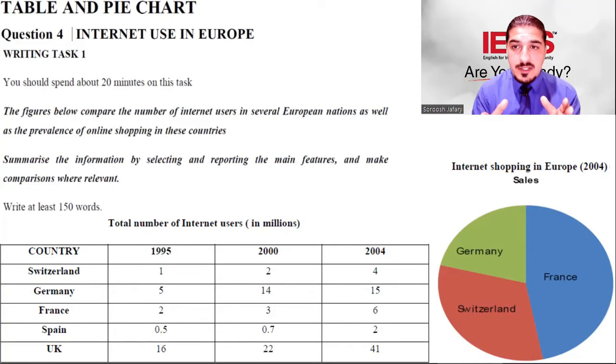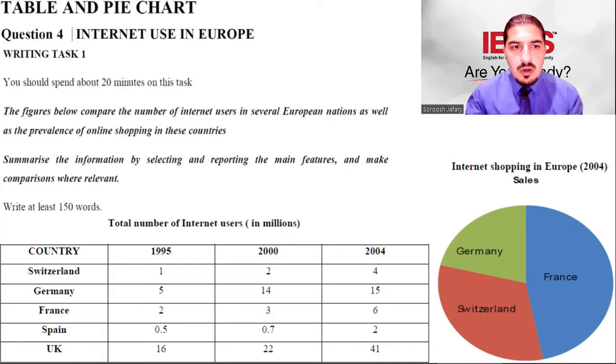So it's obvious that task two, essay writing, is more important, but this one is important as well. Because once you know the dynamics, it's easy to answer, and at the same time, you can do it very fast and invest more time on the other task.